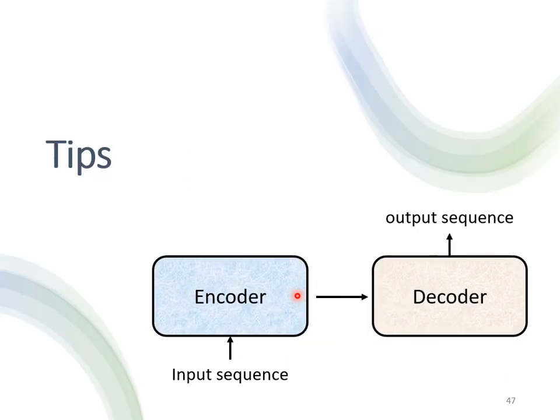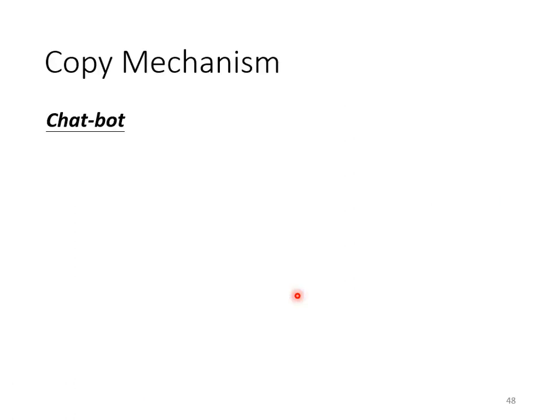What's next is to talk about training transformer. There are some tips for training transformer or sequence-to-sequence model. It's not limited to transformer. The first tip is the copy mechanism.